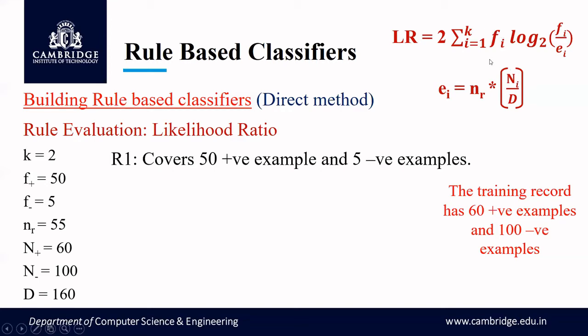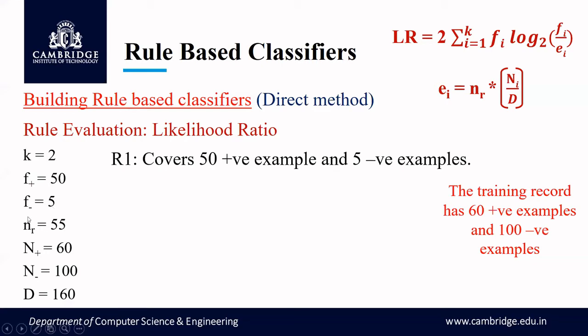What is this F, where are you going to find it? Is it with respect to the training records? No, it is with respect to the rule. So how many positive records are covered by the rule, we are going to record as F plus. The rule says it is going to cover 50 positive examples, so I've taken F plus as 50. Whereas the rule is telling that it is going to cover 5 negative examples, so F minus will be considered as 5.